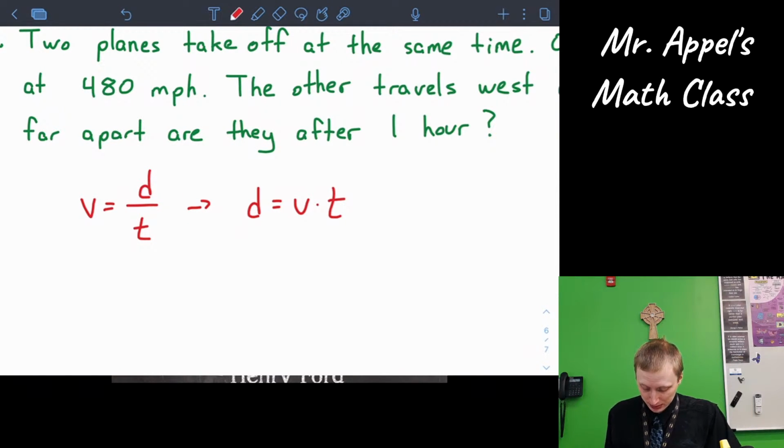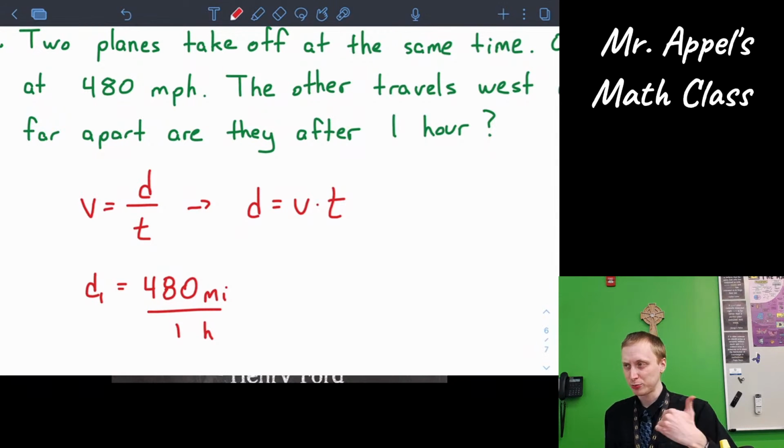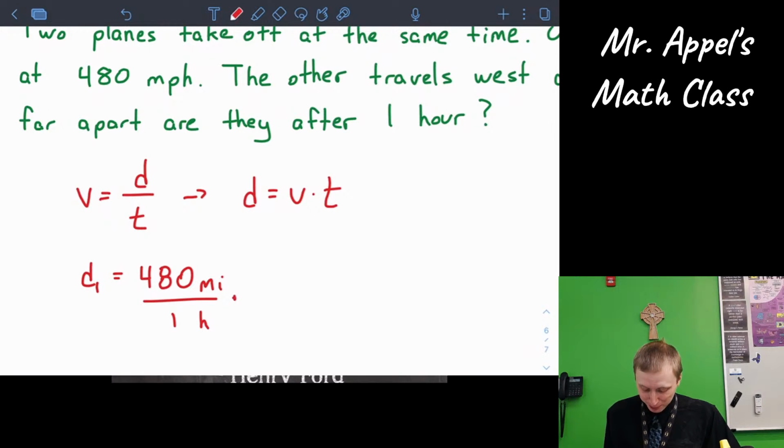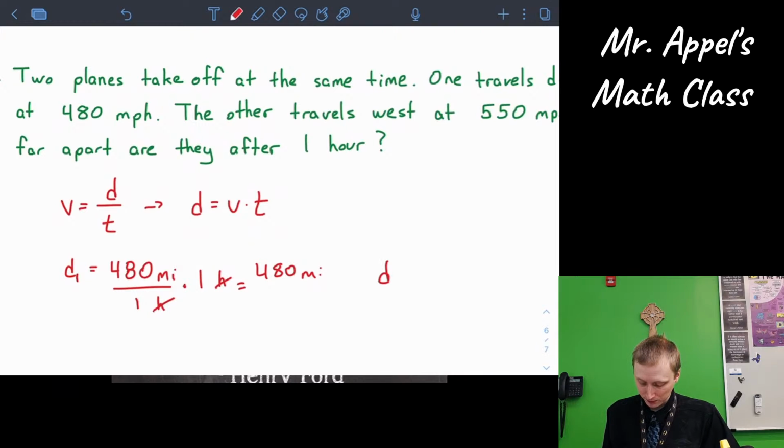So for the first plane, let's call that distance 1, will be speed 480 miles per hour. Why don't we write that out? That's miles in 1 hour, right? Miles per hour. And we multiply that by the time that passed, which is 1 hour. Okay? Times 1 hour. Notice now the units work out. Hours reduced, and I'm just left with number of miles, so it's 480 miles. Oh, that's pretty convenient. I bet you guys could work out what distance 2 must be now, right?